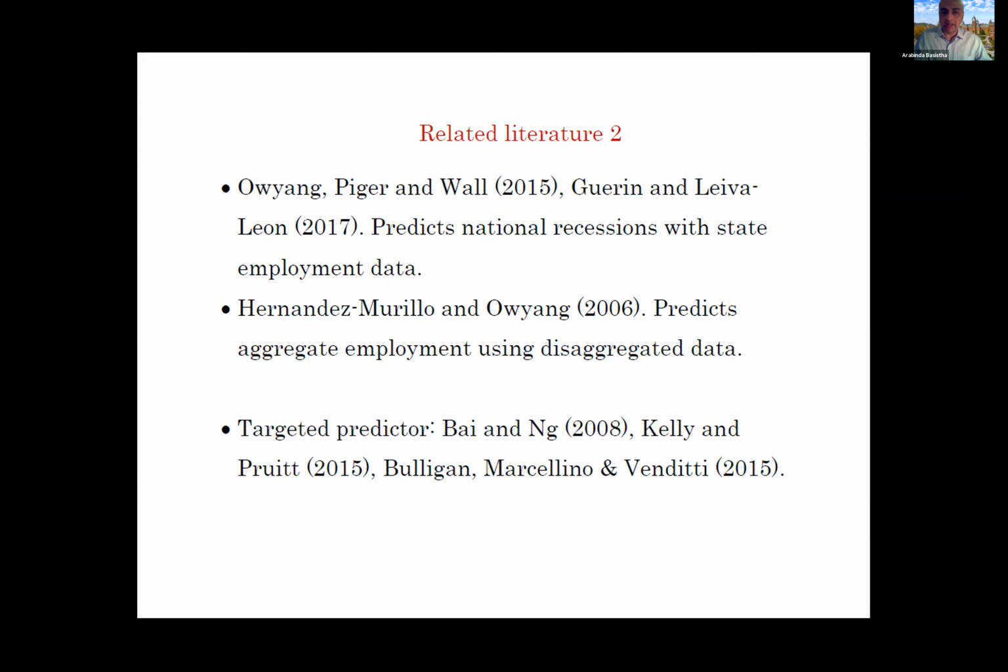The third strand that I use is the targeted predictor literature, especially the Bai and Ng paper in the Journal of Econometrics using hard thresholding methods. There are further papers, but they all treat the target as observed, not as unobserved.